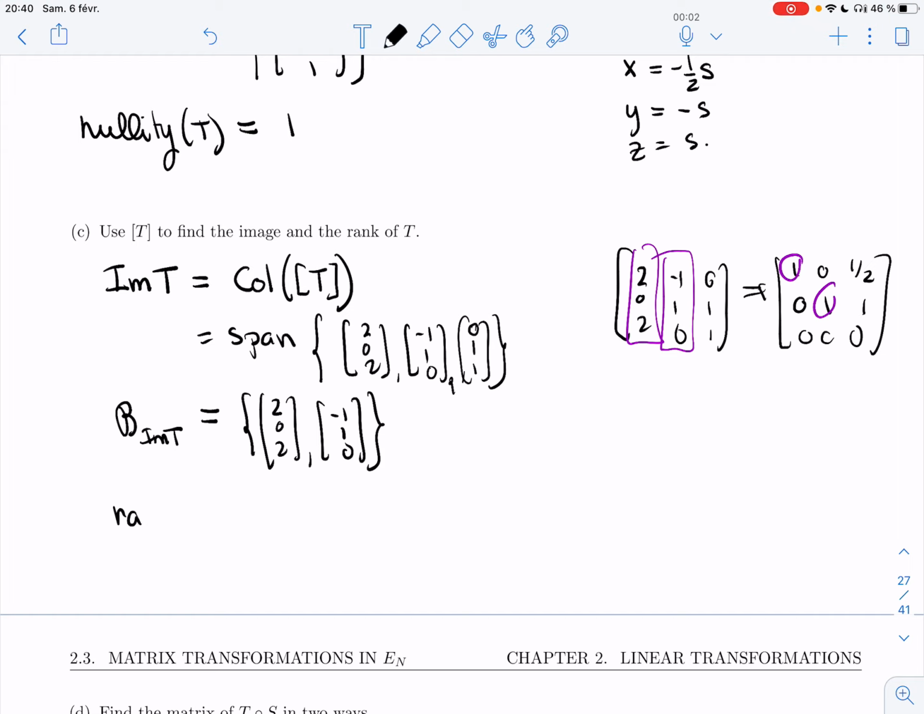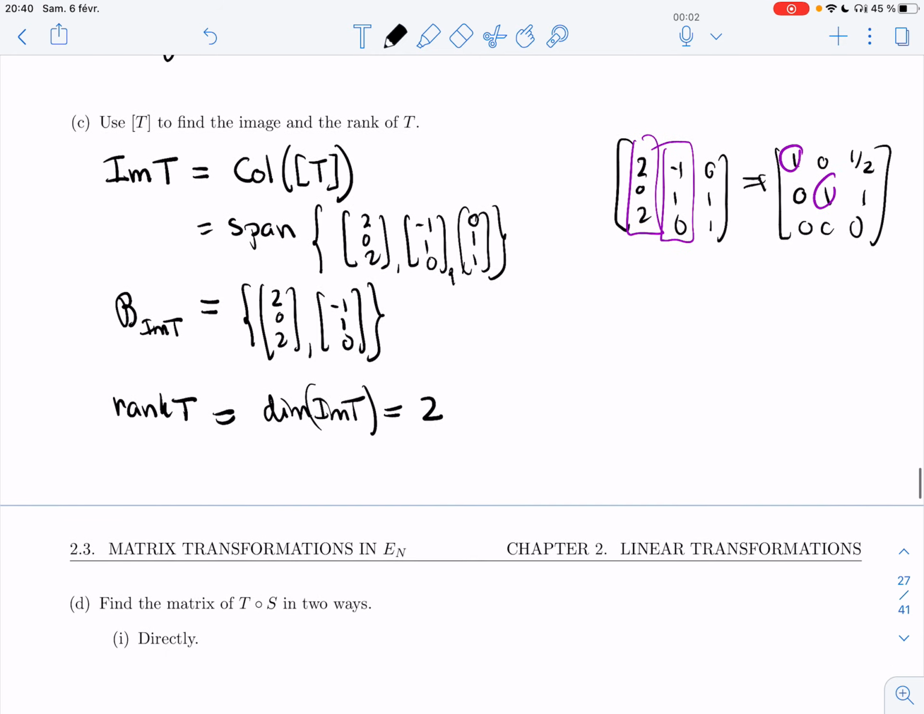And so the rank of T is the dimension of the image of T. I have two elements in the basis, so it's 2. But of course, the rank-nullity theorem already told us that it was going to be 2, but it matches what we found. All right, so let's keep going.